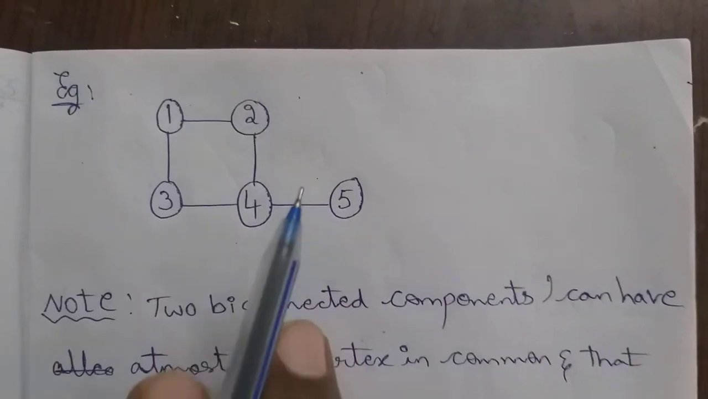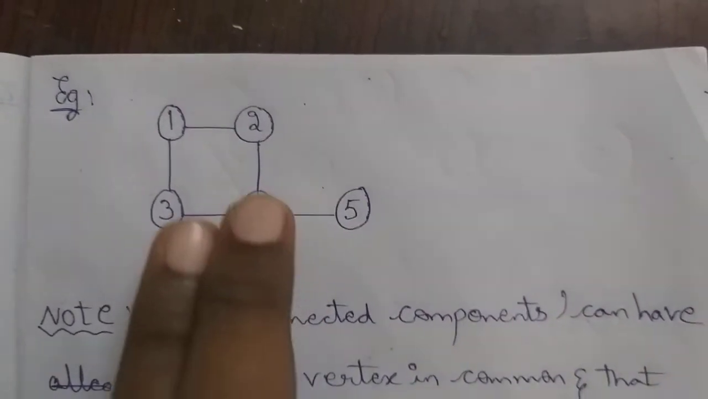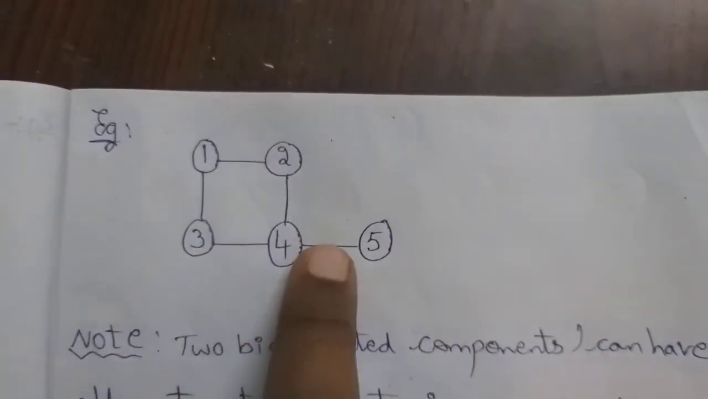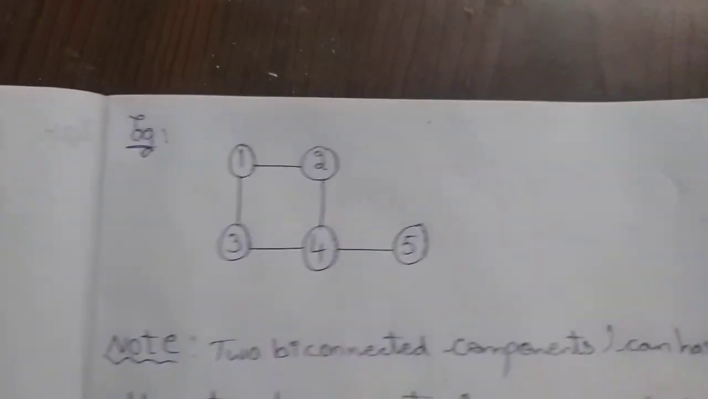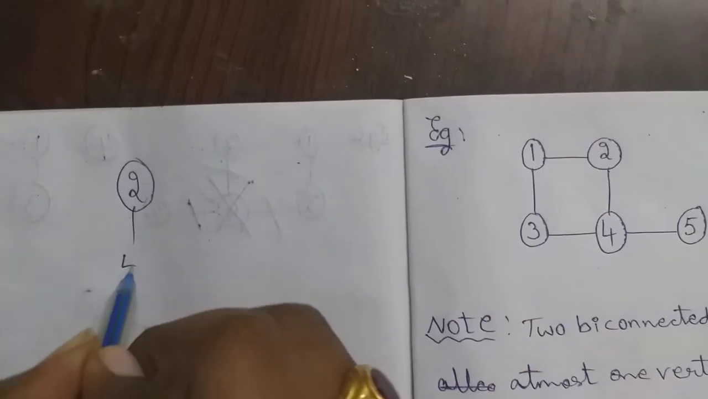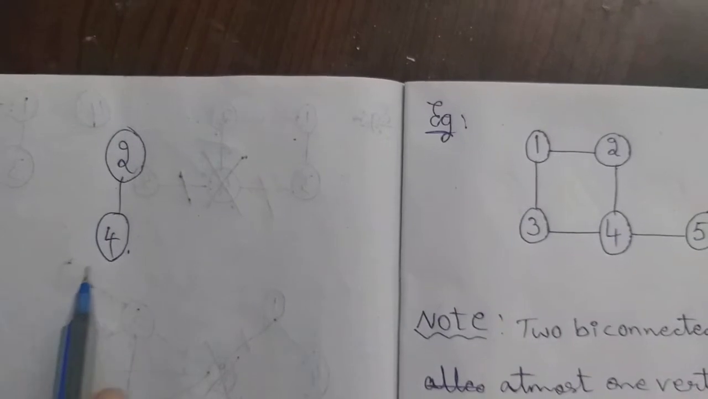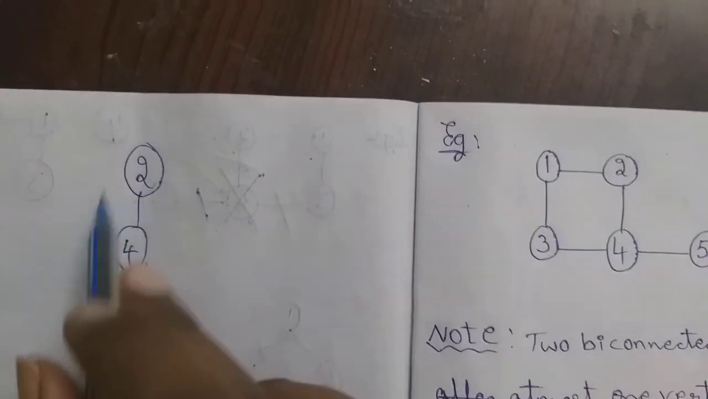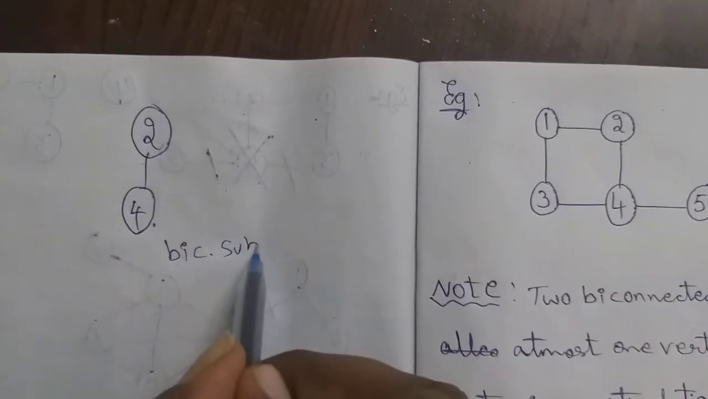Tell me first of all, is it a biconnected graph? What is a biconnected graph? It should not have any articulation point. Here 4 is an articulation point. If I remove 4, 5 becomes disconnected from the graph. Therefore, it is not a biconnected graph. We need to extract a subgraph which is biconnected. Tell me, 2, 4 is a subgraph of this graph. Yes, it is a subgraph. Is it biconnected? Does this graph have any articulation point? No articulation point. Therefore, it is a biconnected subgraph.